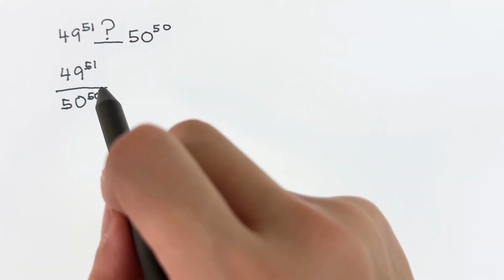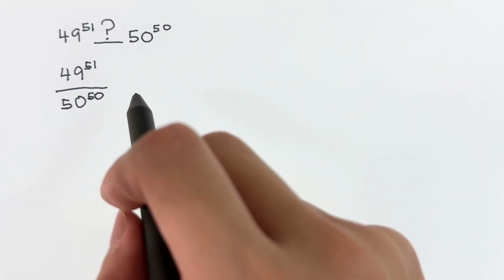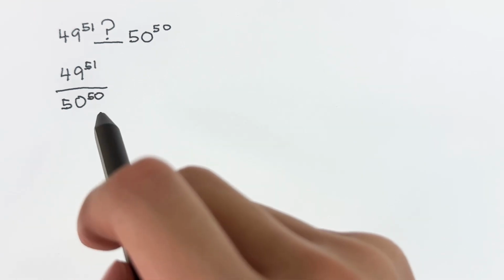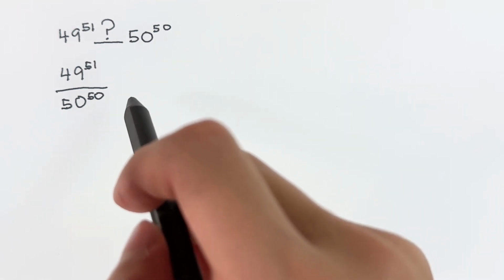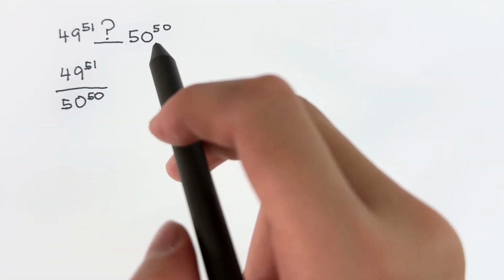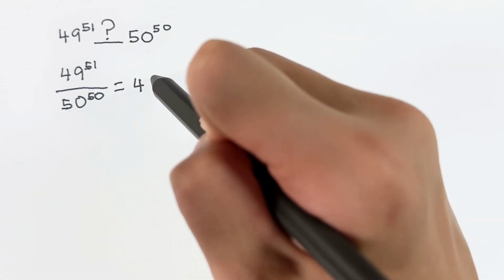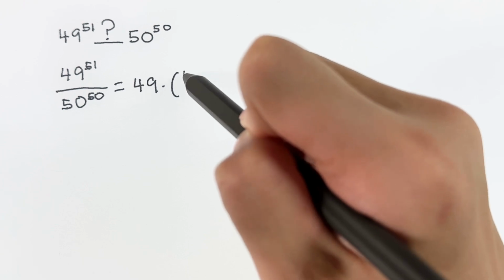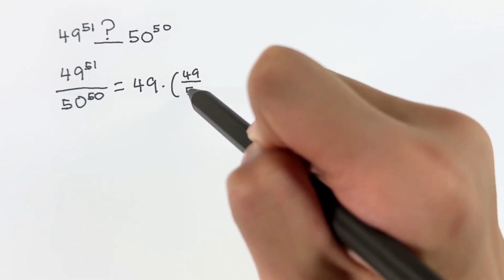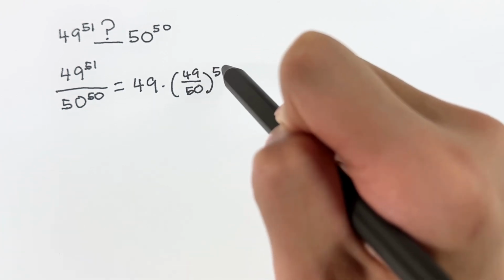when we compare this with 1, if it's greater than 1, that will mean that the numerator is greater than the denominator. If it's less than 1, the denominator is greater than the numerator. And then this will equal 49 times 49 over 50 to the power of 50.